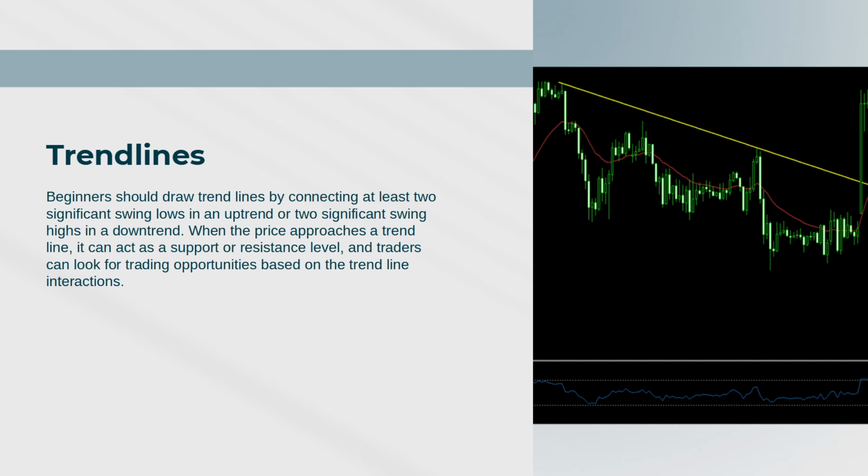Beginners should draw trend lines by connecting at least two significant swing lows in an uptrend or two significant swing highs in a downtrend. When the price approaches a trend line, it can act as a support or resistance level, and traders can look for trading opportunities based on the trend line interactions.